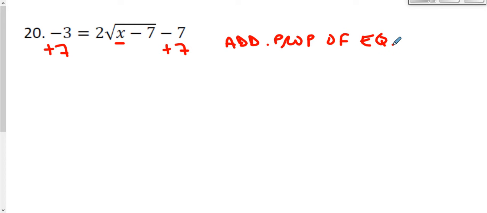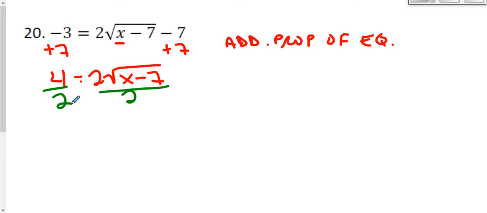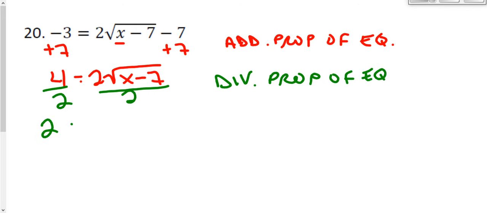I'm going to use some abbreviations here. When we add 7 to both sides, we end up with 4 equals 2 times the square root of x minus 7. And now we're ready to get the radical away from that 2 that's being multiplied by it. So we're going to have to divide both sides by 2. That's the division property of equality. Which means we're going to have 2 equals the square root of x minus 7.